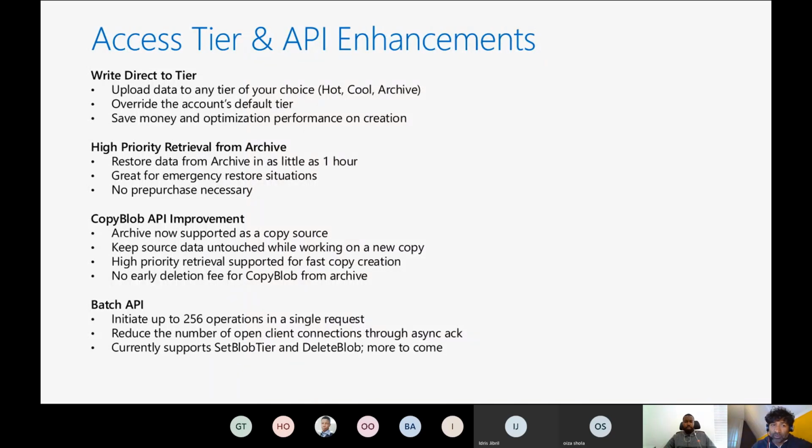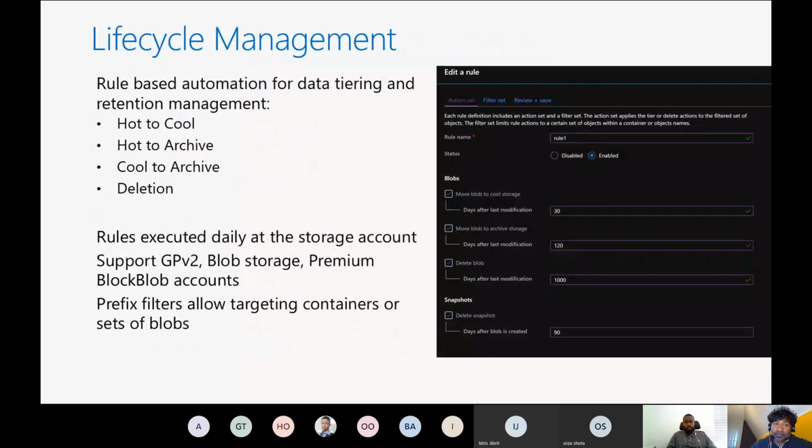So high priority retrieval, where you restore data from archive, copy blob API improvements, also batch copies by utilizing the batch API or any large HPC kind of interaction on utilizing data on storage accounts.